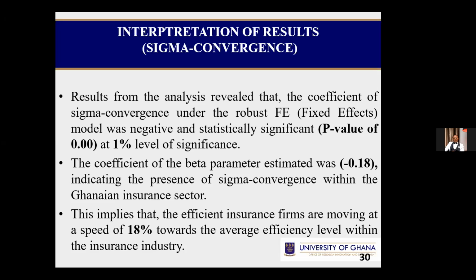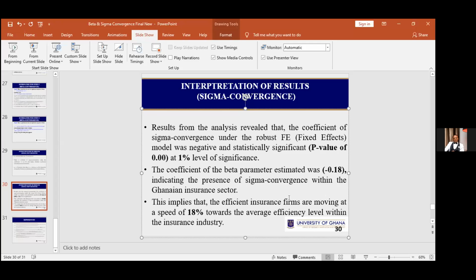From the results, we realized that the coefficient of our sigma parameter was negative 0.18. Our coefficient was negative 0.18. Did we all get that? Yes. Please, how many of us got this coefficient? Please raise up your hands. How many of us had negative 0.18? Okay, 6, 7.